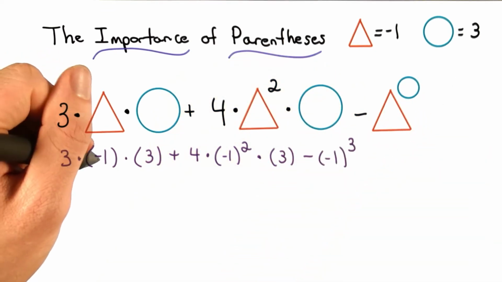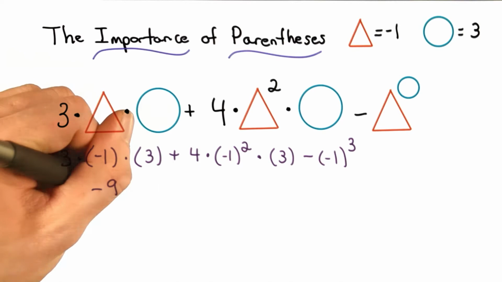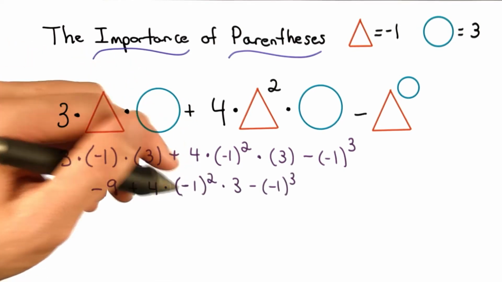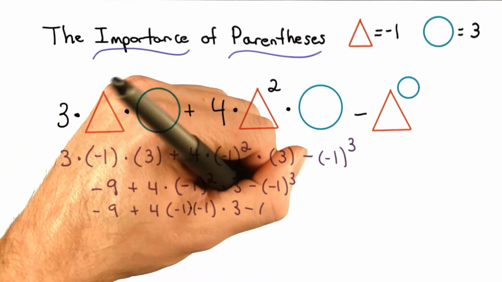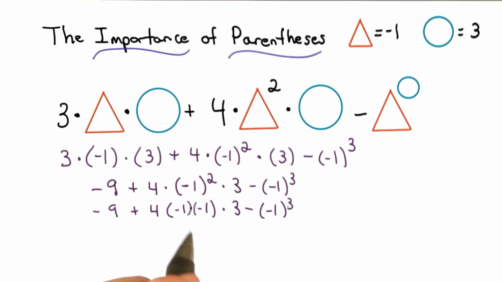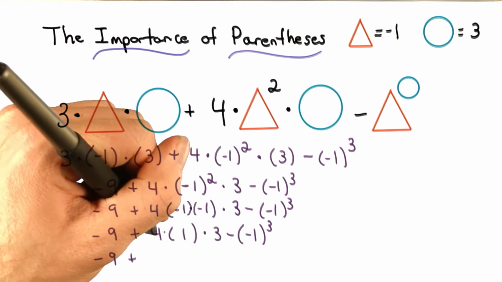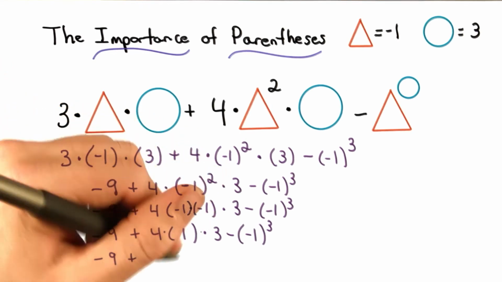So I have 3 times -1 times 3, which is -9. I know (-1) squared is -1 times -1. -1 times -1 is just +1. So this number becomes +1. So I have -9, then plus, and then I have 4 times 1 times 3, which is 12.